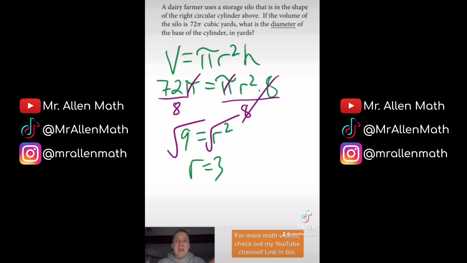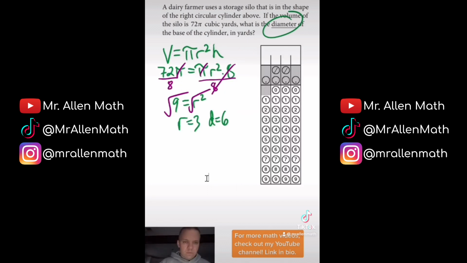You might be like, hey man, I'm ready to bubble my answer, but hold up, hold the phone. Diameter is what they want. So we got to multiply that by 2, and we're going to get the diameter is 6. Let's grid that in. Here we go. We got our 6. We can just throw it here at the end.